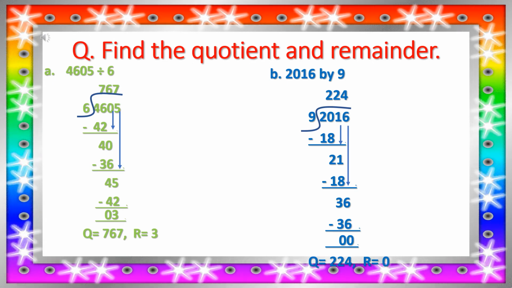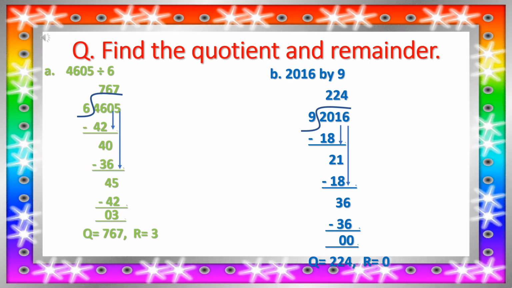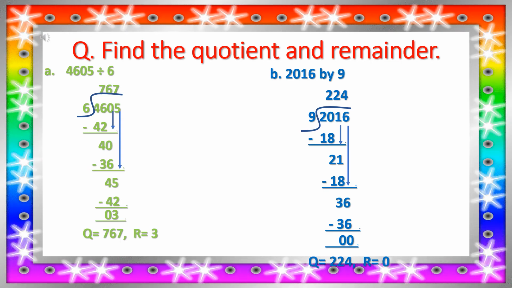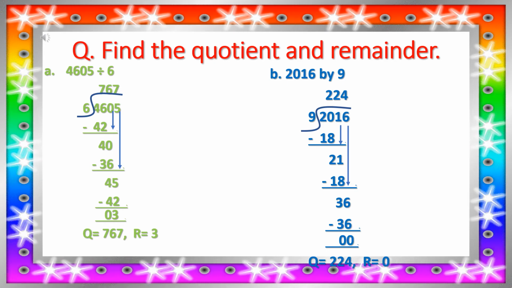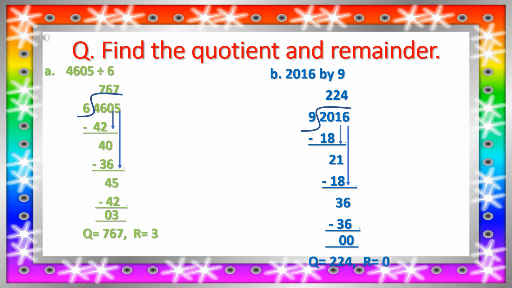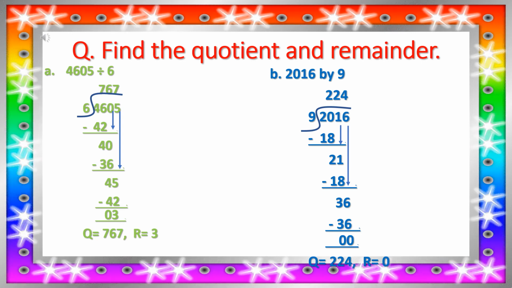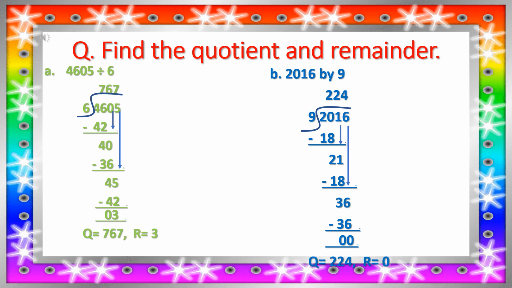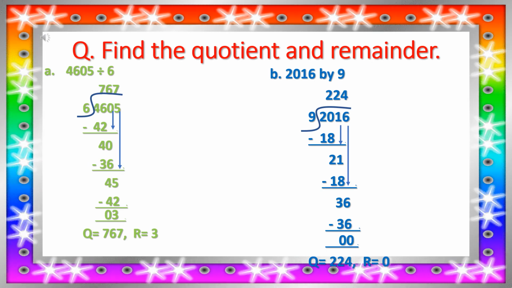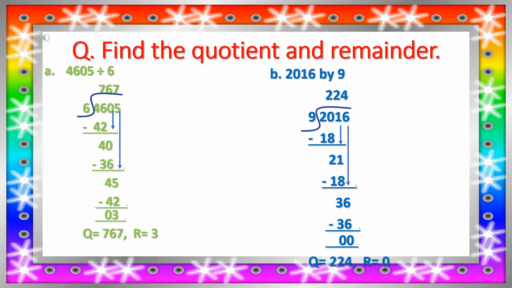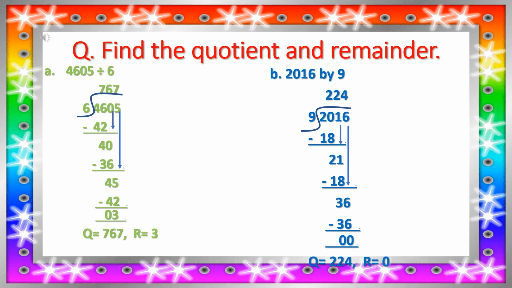Again it will be 9 2s are 18. 2 will be written as quotient above 1. And this 18 will be written under 21. 21 minus 18 is 3. And we will bring down 6 and it will become 36. Now 9 fours are 36 and 36 minus 36 is 0. 4 will be written above 6 as quotient. So our answer is quotient is equal to 224 and remainder is equal to 0.